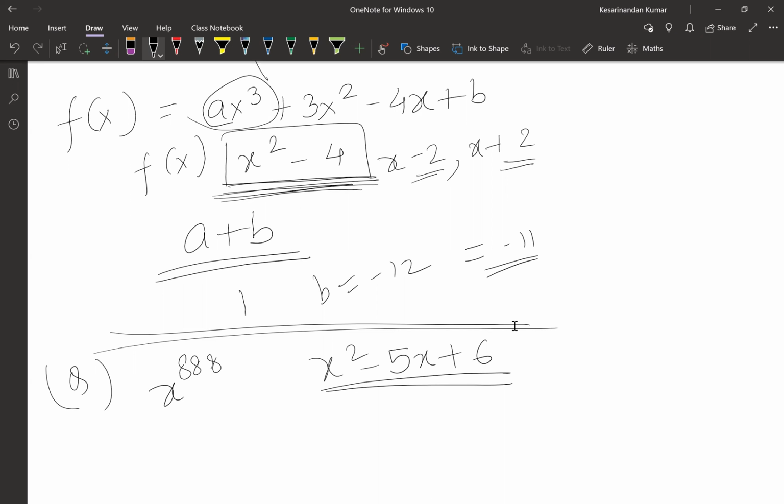Guys, just a quick hint. If the quotient is this, will the remainder have higher degree or same degree or lesser degree than this quotient? The degree of the quotient would be higher, same, or lesser. Among these three options, what would be the correct one?